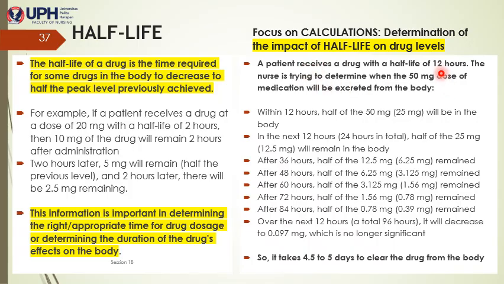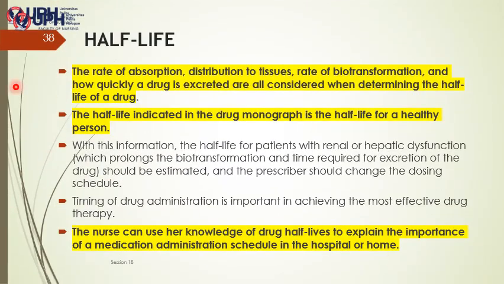If we have 50 milligrams with a half-life of 12 hours, it will take about 4.5 or 5 days for the drug to be out of the body. With the half-life, the rate of absorption, distribution to the tissue, rate of biotransformation, and how quickly the drug is excreted are all considered when we determine the half-life of a drug. And this is literally counted in a healthy person.